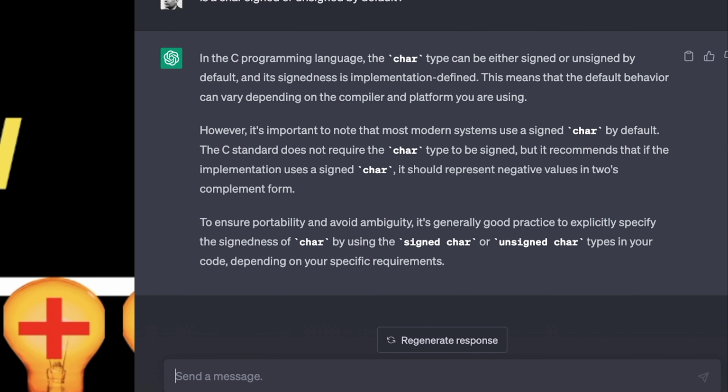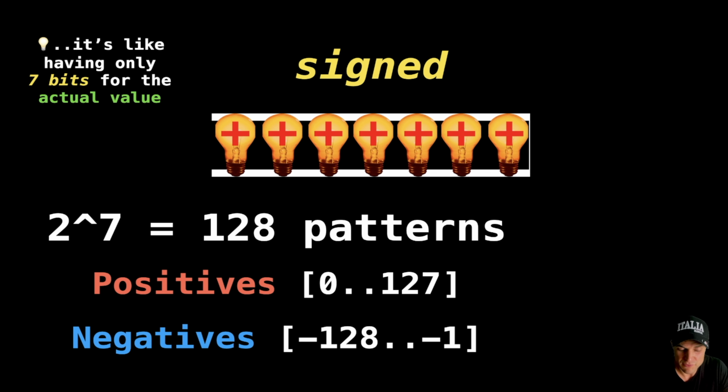When a char is signed, what does it mean at the end of the day? Well, it means that you can encode positive and negative values. So you have to split the representation. We have 2 to the 7 possibilities, 2 to the 7 patterns, so 128 patterns for the positive values, as well as 128 patterns for negatives. So I can represent from 0 to 127 for positives, and from minus 128 to minus 1. I represent one more with negatives because I don't have to represent the 0 two times.